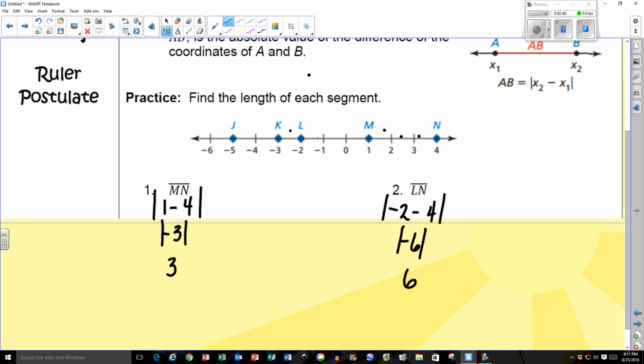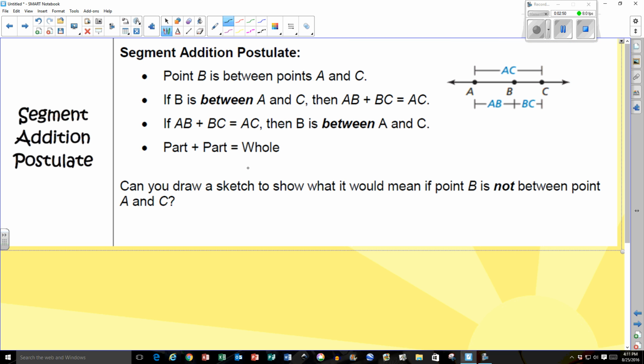So we could count 1, 2, 3, 4. Did I do L? Oh, I messed up, not K. 1, 2, 3, 4, 5, 6. All right, there we go. 6. All right, the next one is called segment addition postulate. Basically, it says this piece plus this piece equals the whole piece. So you get AB plus BC equals AC. So part plus part equals whole.